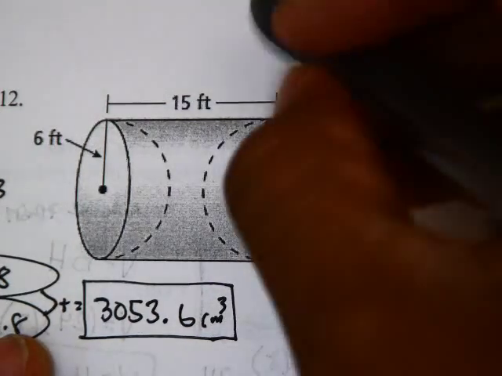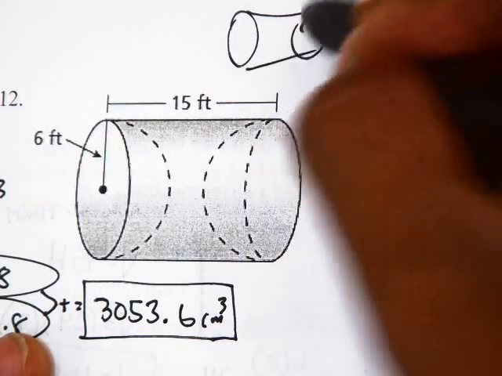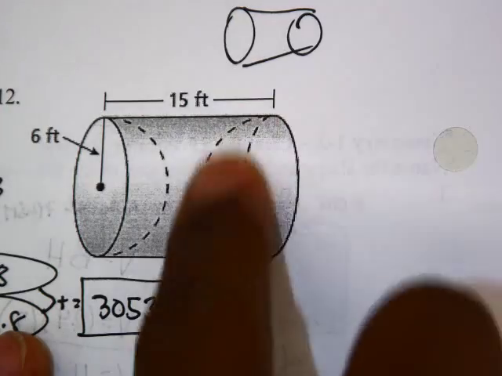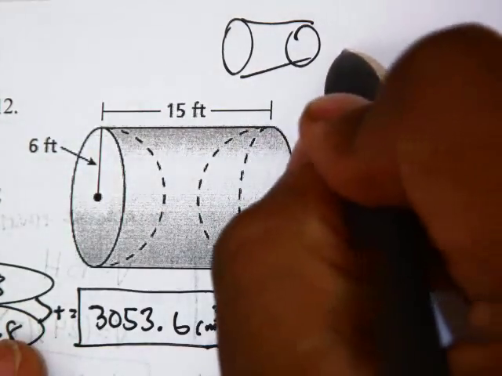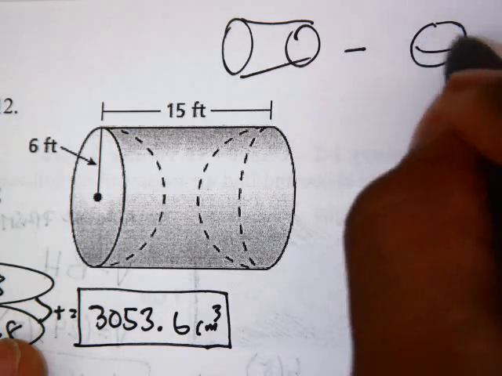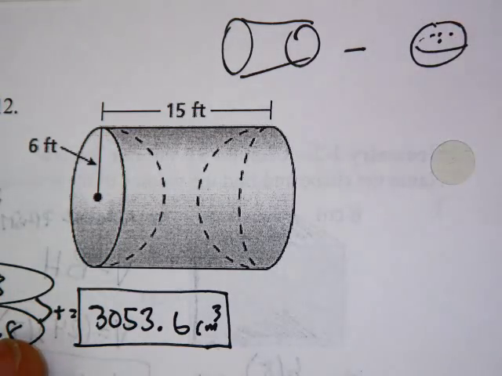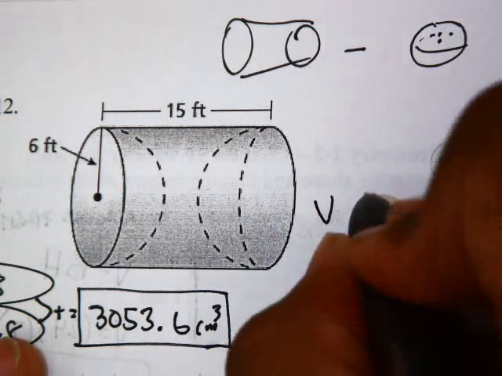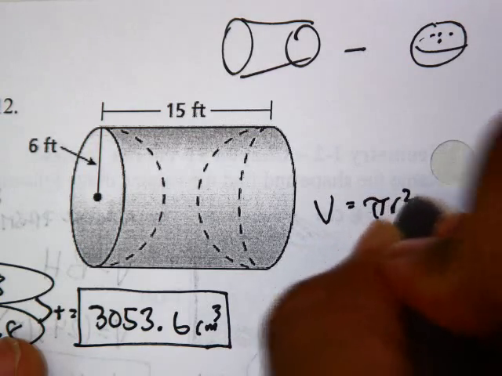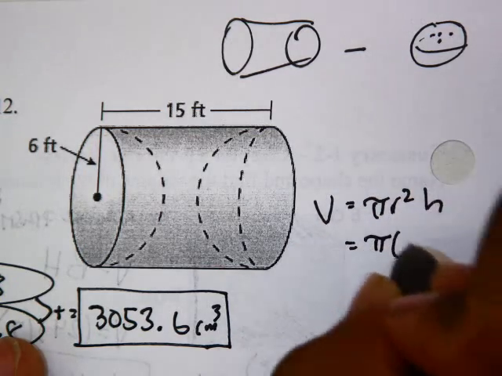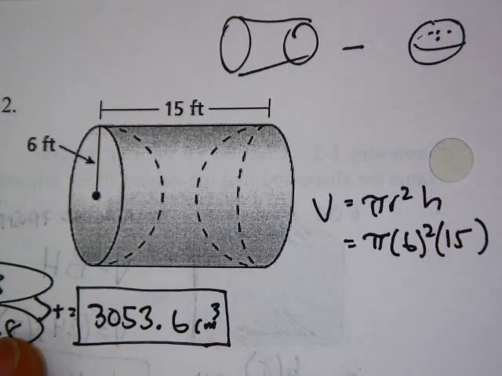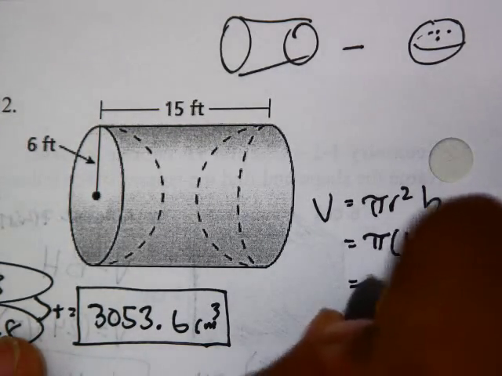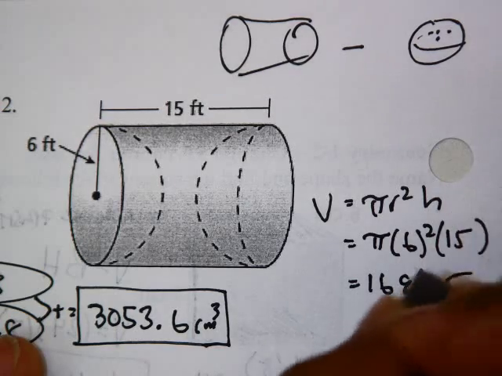So this picture looks like a cylinder, and it looks like it got 2 hemispheres taken out of it, or 1 whole sphere taken out of it. So I'm going to need to subtract like a whole sphere. So I find the volume of a cylinder first. That's pi r squared h. The radius is 6, the height is 15. And that gives me 1696.5 approximately.